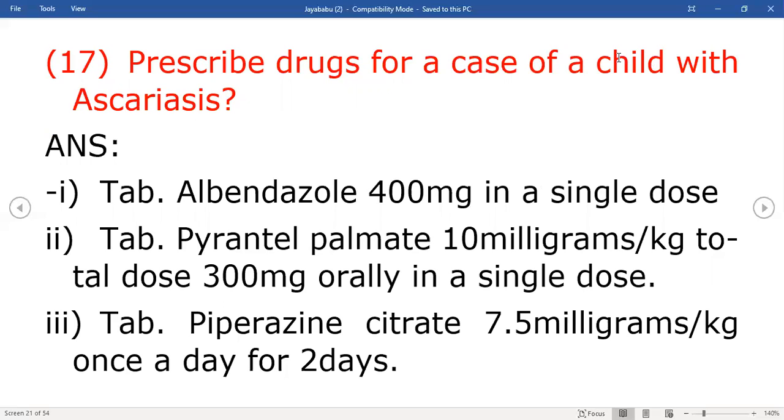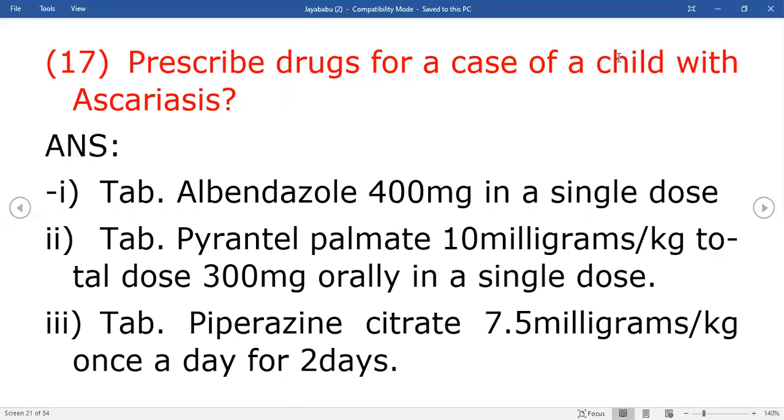For patients who are more than 2 years of age, the dose is same as adult dose, that is Albendazole 400 mg single dose to be administered before retiring to bed. And then tablet Pyrantel pamoate 10 milligrams per kg, total dose 750 mg orally in a single dose. And then tablet Piperazine citrate 7.5 milligrams per kg once a day for 2 days.